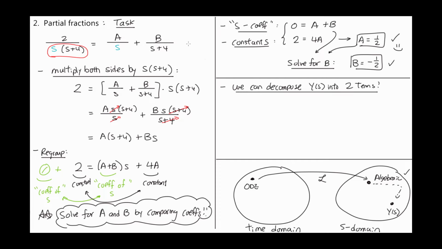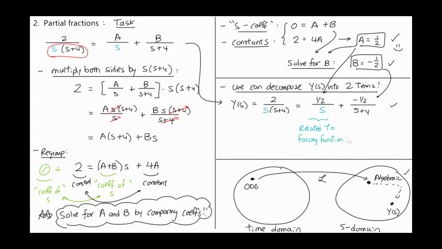We can definitely decompose Y(s) into two equal terms. Y(s) equals 1/s, and you bring a half down there, plus 1/(s+4), and you bring a negative half down there. Again, this is related to the forcing function, whereas this is related to the characteristic polynomial. What we just did is we took Y(s) and made it a new Y(s), and we cleaned it up by using partial fractions.